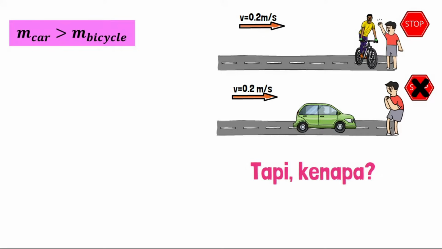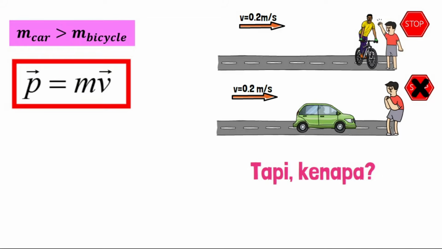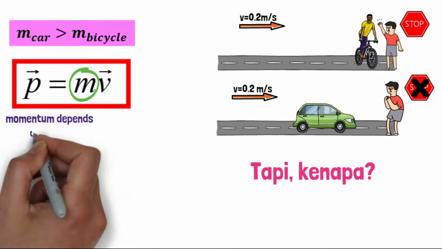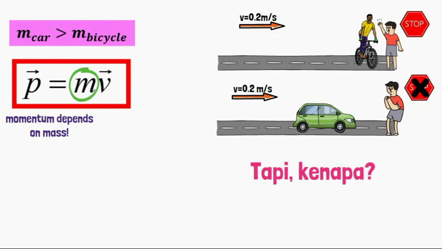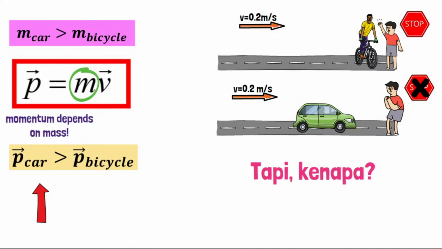Based on the momentum equation, where momentum is the product of mass and velocity, therefore, based on this equation, we can see that momentum depends on the mass of the object. Okay? Jadi, apabila mass of the car is bigger than mass of the bicycle, jadi kereta mempunyai momentum yang lebih besar daripada momentum basikal. Lagi besar mass sesuatu objek, lebih besar momentum yang dimiliki oleh objek tersebut. Oleh itu, lebih susah untuk awak berhentikan sebuah kereta berbanding sebuah basikal.